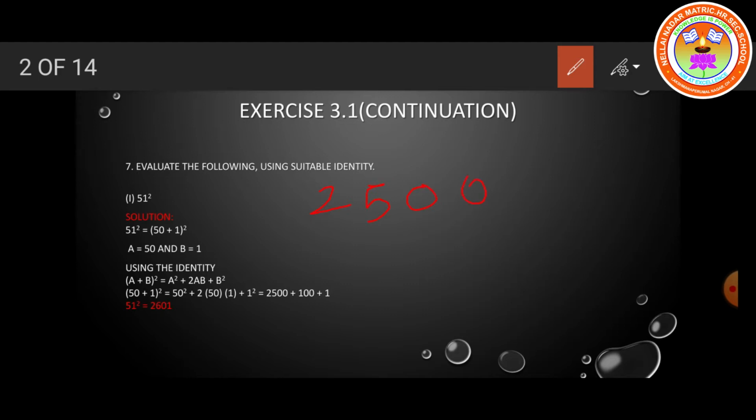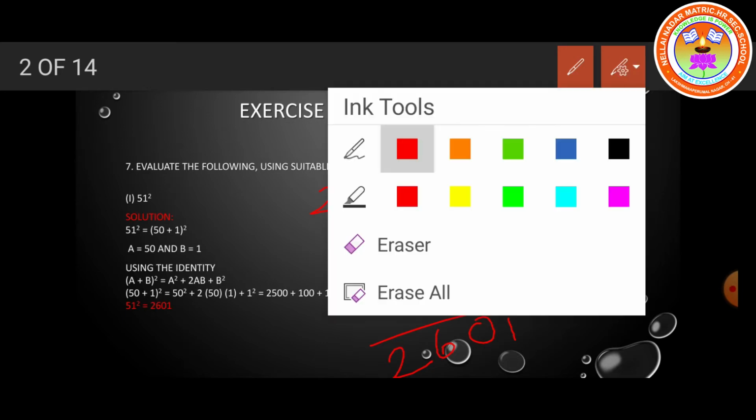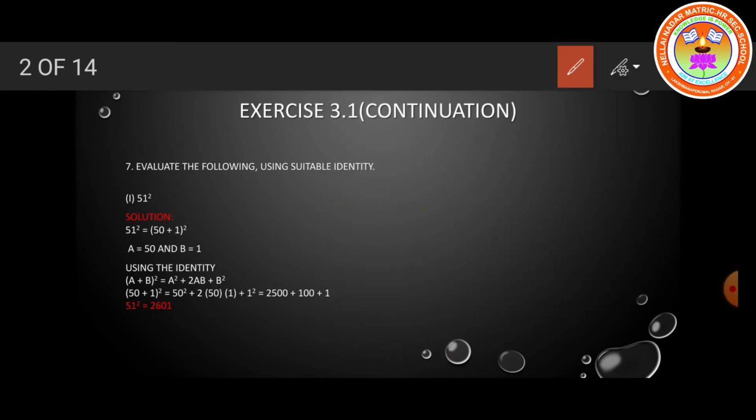Next step 2AB. 2 into 50, 100, into B equal to 1, 100 into 1, 100 only. Then add B square. B square is equal to 1. That is add together 1, 0, 6 and 2, 2601. Can you understand all of you? Yes. Now we are going to see the next sum.